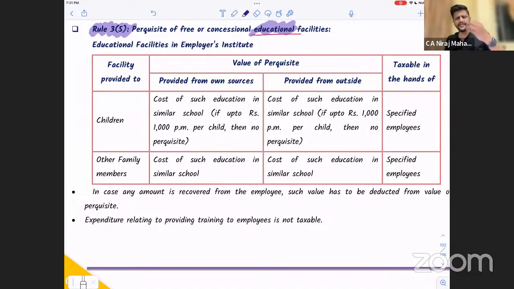Correct. That means it can be at any other place, wherever the employee's family member is taking education, and the employer is paying the fees, or the employer has a tie-up with such a school or college that you will not charge fees from my employees. It is an outside school or college, but it's a tie-up that I, the employer, will pay to the school, and the school or college will not charge anything from the employee. Clear or no? Tell me, everybody, please. Understood or no?